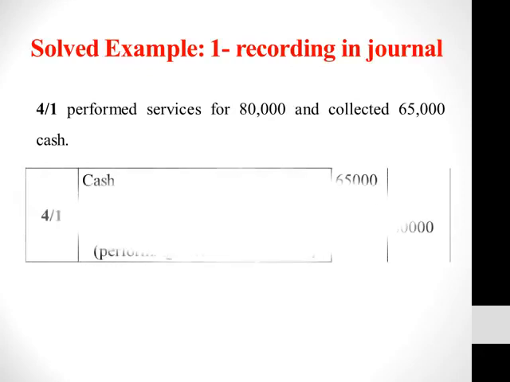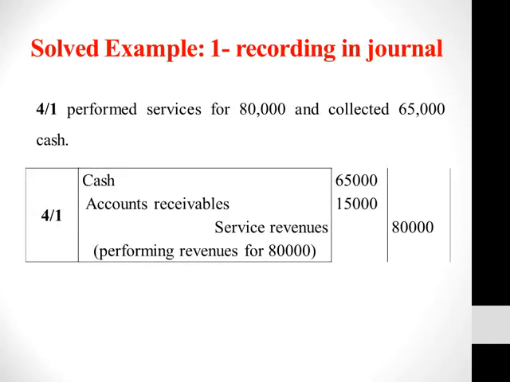On the 4th of Jan, the business performed services for 80,000 and collected 65,000 cash. It means that we have performed some services to a customer that are worth 80,000 and we only received 65 at this date, the 4th of January. It means that there is still like 15,000 that we're gonna collect later on.